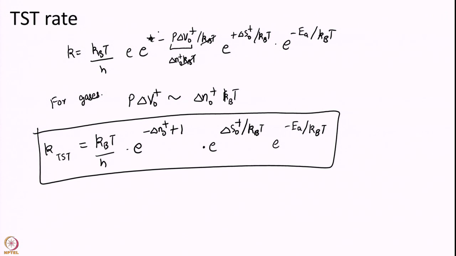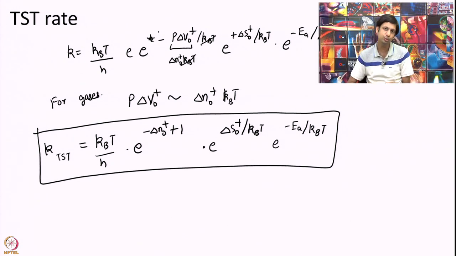So, this is another common relation people often use to calculate rate constants. Here you do not have to calculate partition functions. Here you have to calculate free energy, this enthalpy, I am sorry. Here you have to calculate this entropy difference, activation energy and delta n. Okay. So, if you can calculate that somehow experimentally, then you can calculate the KTST.